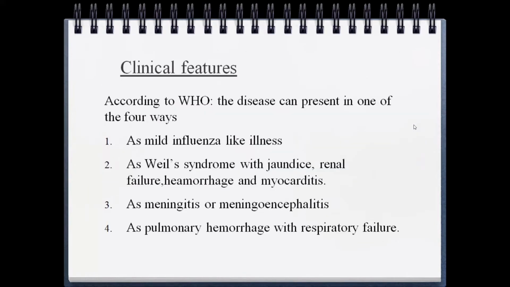Okay, so WHO has classified the disease into 4 patterns. One is mild influenza-like illness. Second is Weil syndrome, in which jaundice, renal failure, hemorrhages, and myocarditis occur. Then is meningitis and meningoencephalitis, and fourth is pulmonary hemorrhage with respiratory failure. Okay, so these are the different types of presentation.